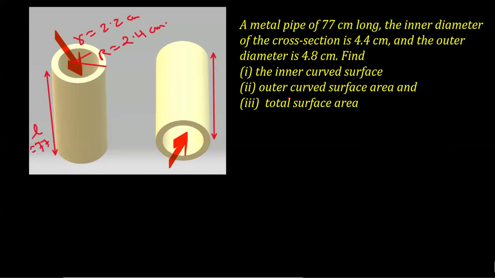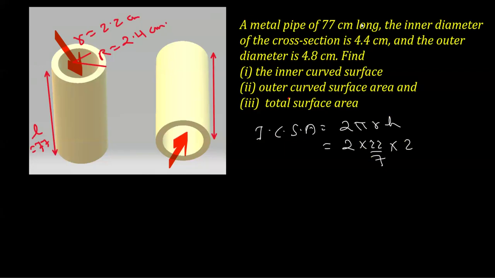So the inner curved surface area will be calculated using the formula. That is the first part. The inner curved surface area will be 2 pi r, small r. Why small r? Because we have used small r as the inner radius. Now replacing pi with 22 upon 7, the radius which is 2.2 here, and the height which is 77. As I can see, these can be reduced: 7, 1 times, 77, 11 times. With final calculation, you will get this as 2 into 2, that is 44.